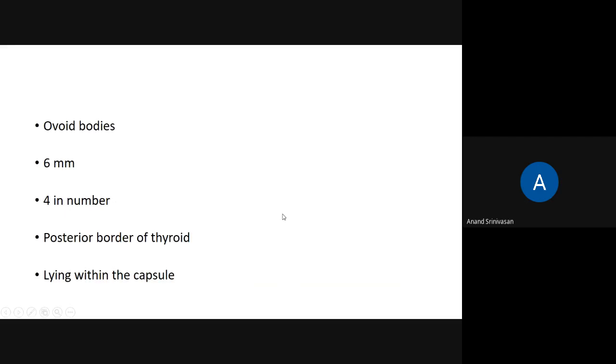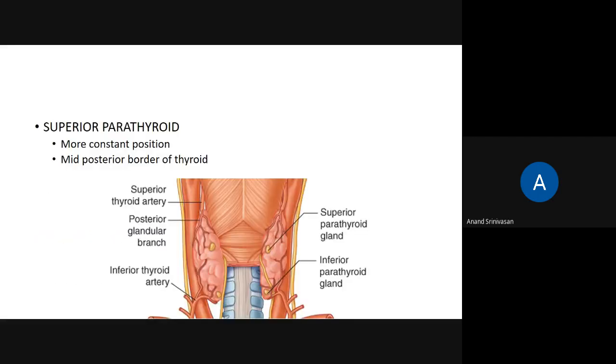There are 4 in number: two superior parathyroid and two inferior parathyroid glands. They are located along the posterior border of the thyroid, and they lie within the thyroid capsule. You know that the thyroid has a capsule. The parathyroid is closely related to the thyroid, and that's why it's called parathyroid, and they lie within the same capsule. Now let's see each one of them, the superior parathyroid and the inferior parathyroid.